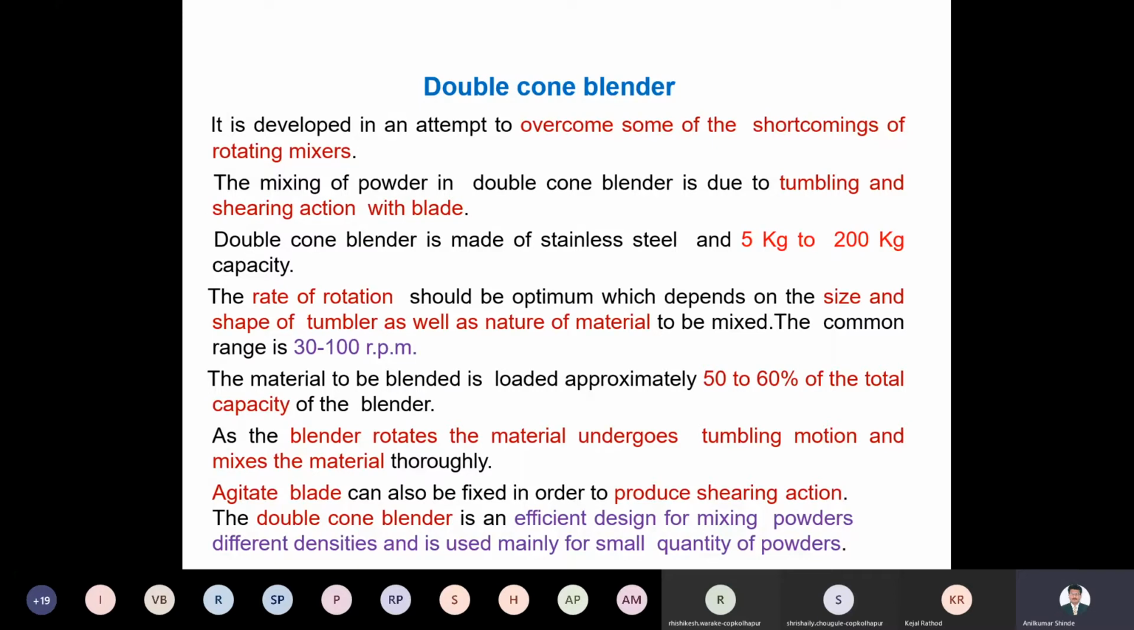This blender rotates the material with a tumbling action, right? Tumbling motion with the shearing, all right? Then the agitator blades attached inside produce the shearing action, and with that shearing, the maximum mixing is possible, right?